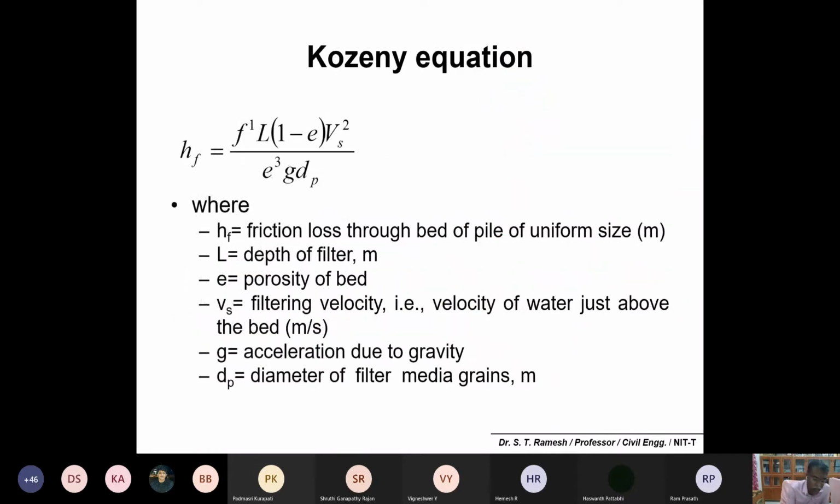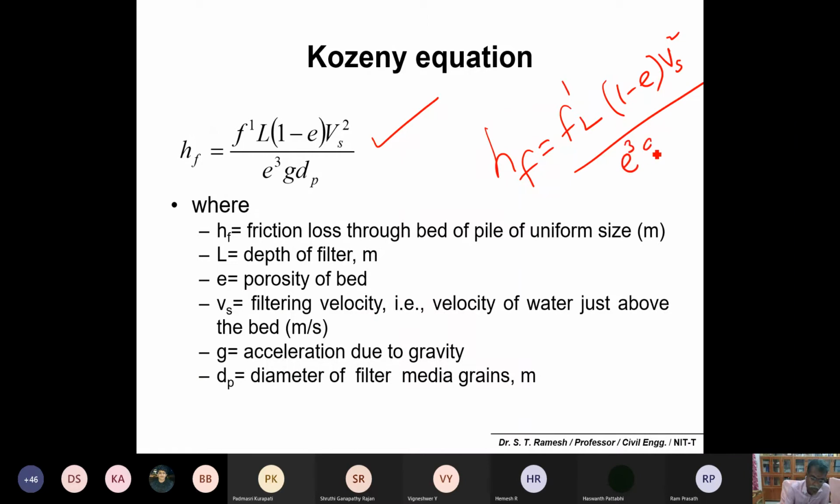So this is your equation. Let me write: HF = F' L (1 - E) Vs² / (E³ g) × (1/dp), where F' is the friction factor, HF is the head loss, L is the depth of the filter, E is the porosity, Vs is the filtering velocity, g is the acceleration due to gravity, and dp is the diameter of the particle. So by using this equation, you are able to calculate the head loss of a particular filter bed.